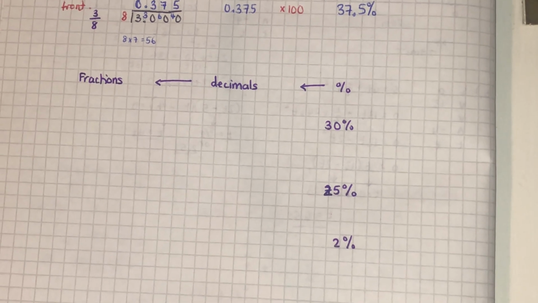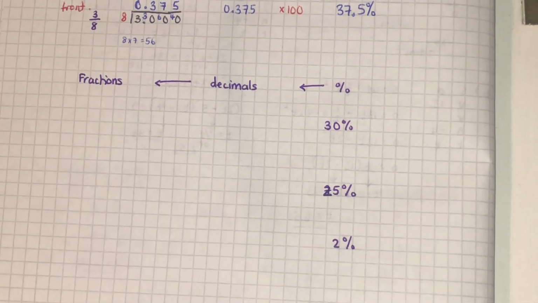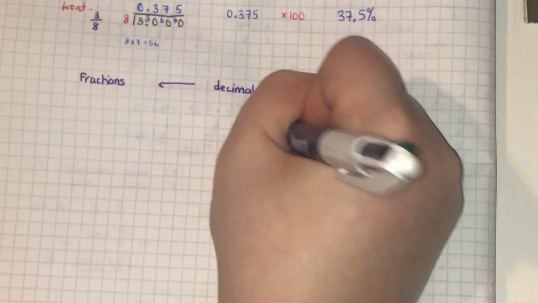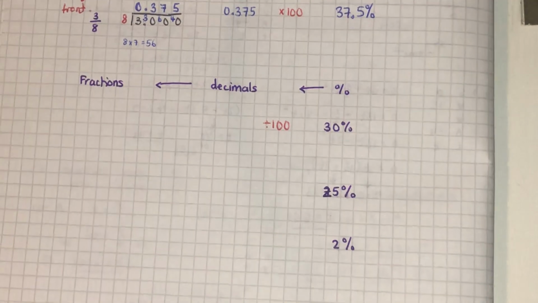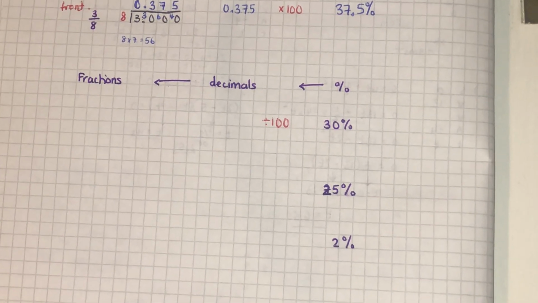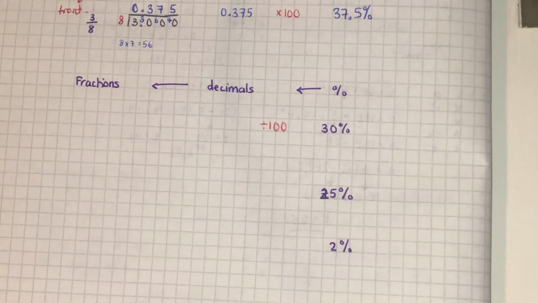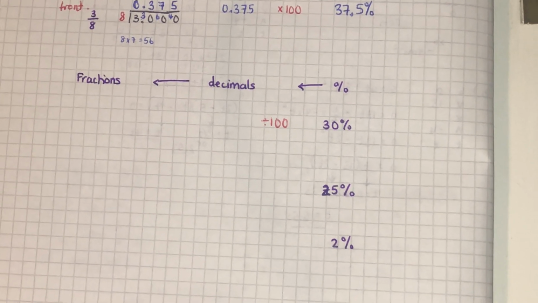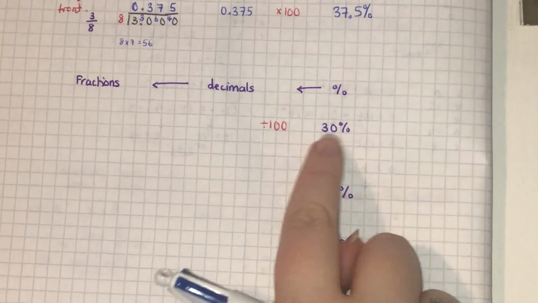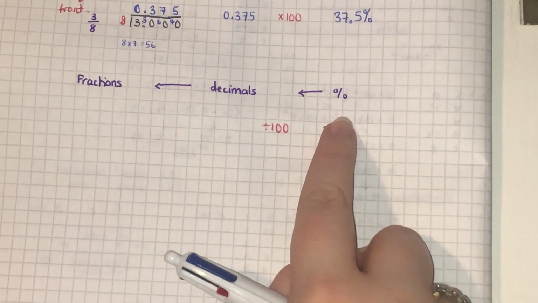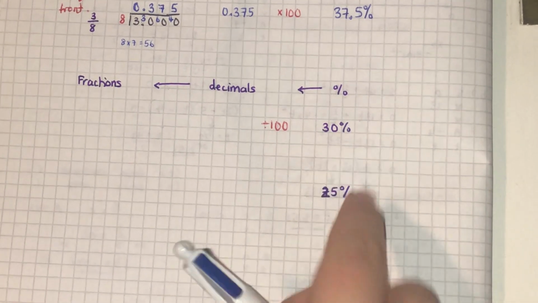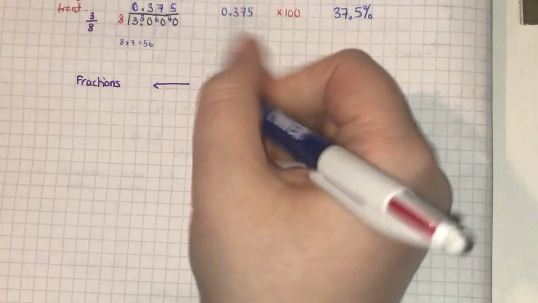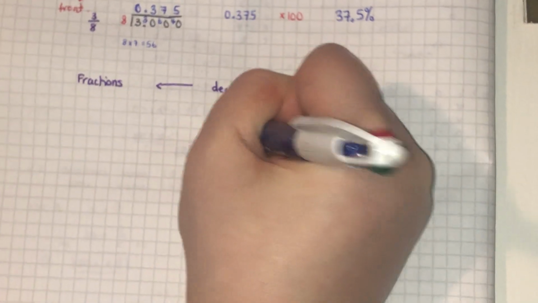So percentages into decimals, very similar to the one above. They're nice and easy. We just divide by 100. Okay. So if you struggle to just do dividing by 100, divide by 10 first and then divide that answer by 10 again. So 30 divided by 10 is 3, and then 3 divided by 10 would be 0.3.